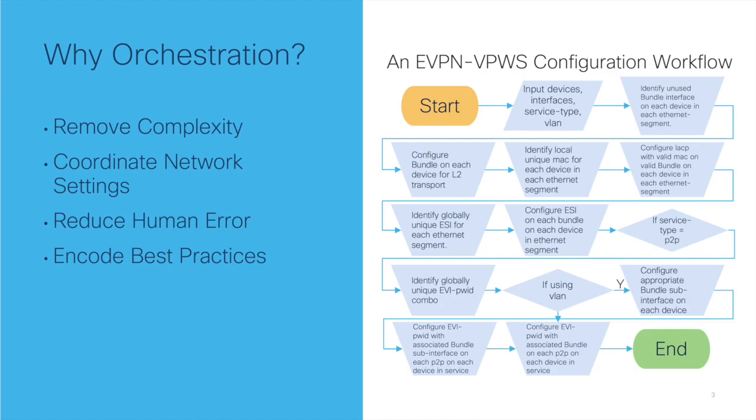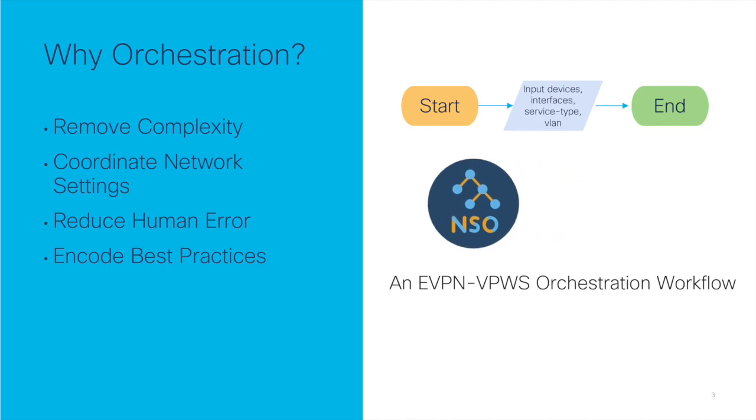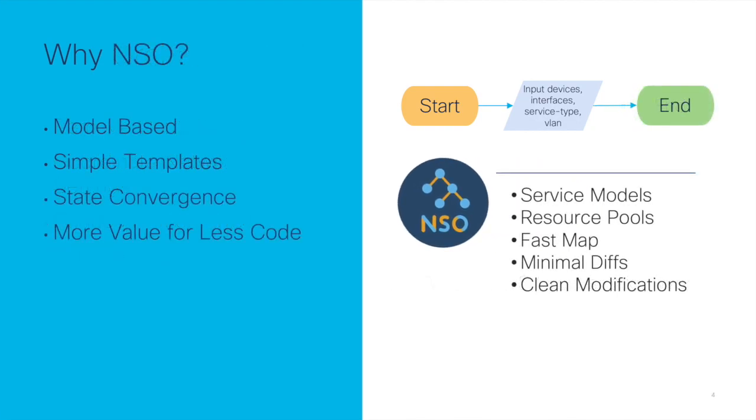Orchestration folds all of those manual steps into an automated process, ensuring that network settings are properly coordinated, reducing the amount of human input and thus inevitable human error, and automatically implementing known best practices. There are lots of ways to automate and many choices when it comes to orchestration. Cisco's Network Services Orchestrator, or NSO, has multiple benefits when it comes to deploying EVPN.